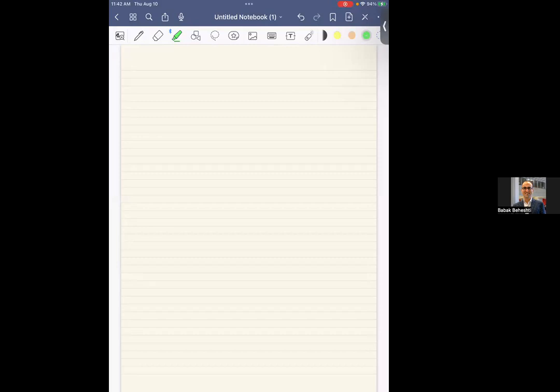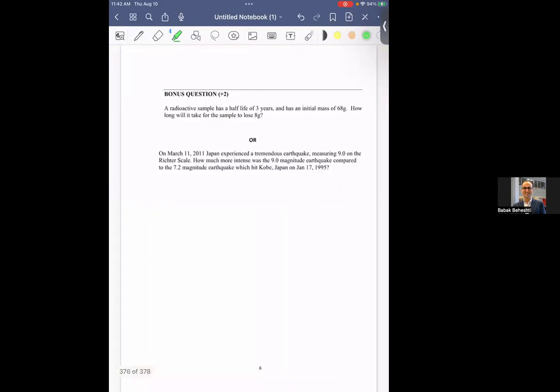For the bonus question, is that the half-life one? Would the equation be 60 equals 68 times 1/2 to the power t? That's right. It loses 8 grams, which means the mass is 60 now. So 60 equals 68 times 1/2 to the power t over the half-life, and the half-life is 3 years. But remember, you have to keep track of the units. Here we work with years, so your answer is in terms of years.